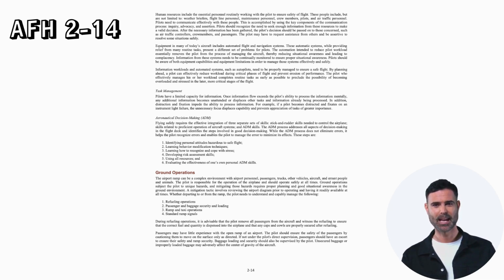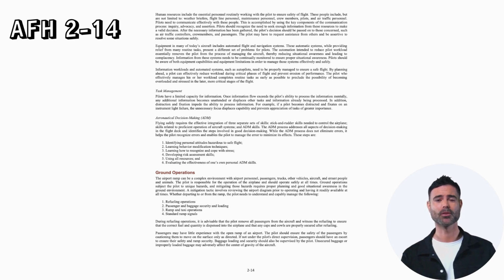A mitigation tactic involves reviewing the airport diagram prior to operating and having it readily available at all times. Whether departing to or from the ramp, the pilot needs to understand and capably manage the following. 1. Refueling operations. 2. Passenger and baggage security and loading. 3. Ramp and taxi operations. 4. Standard ramp signals.